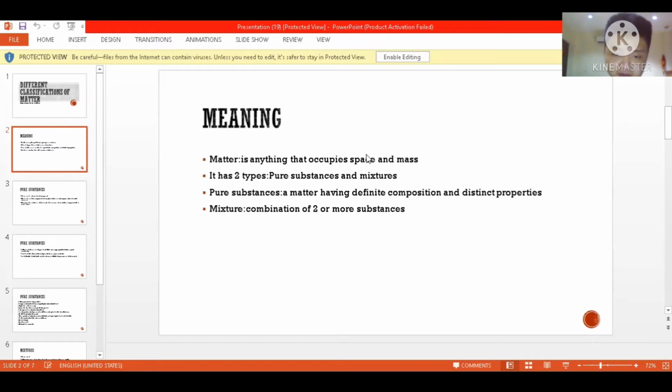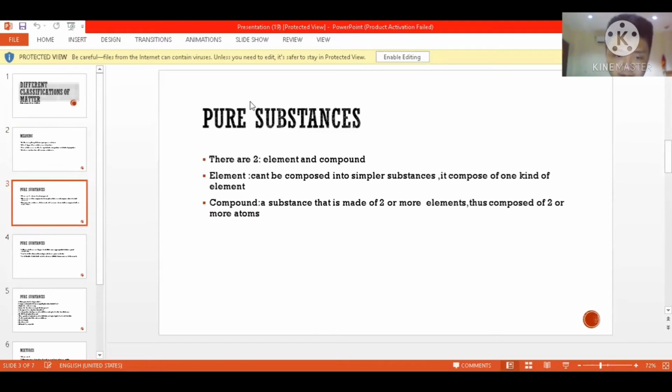Now, let's go to pure substances and its types. Pure substances, like before in the short summary, have element and compound. Now the meaning of it: an element cannot be decomposed into simpler substances. It is composed of one kind of element, so it only has one element. Cannot be decomposed into simpler substances means it cannot be divided further because it is already one atom.